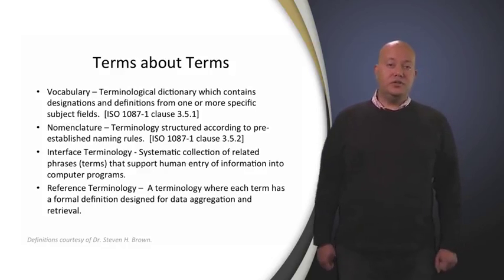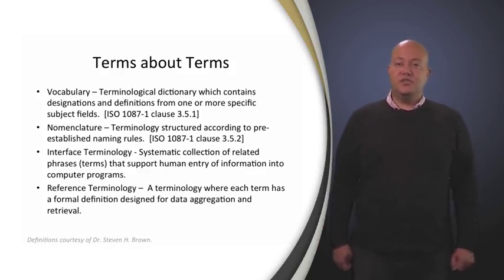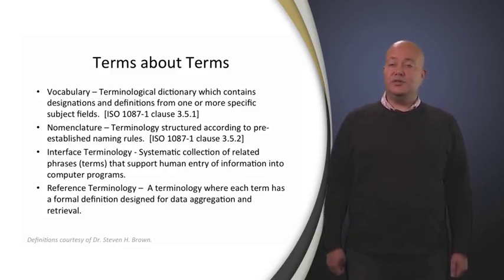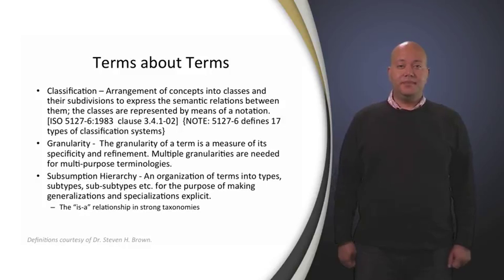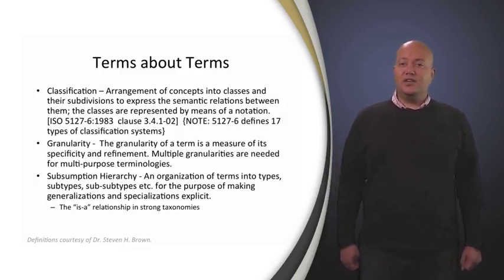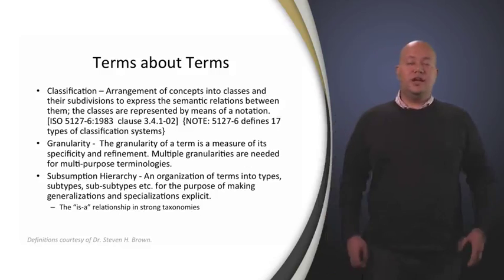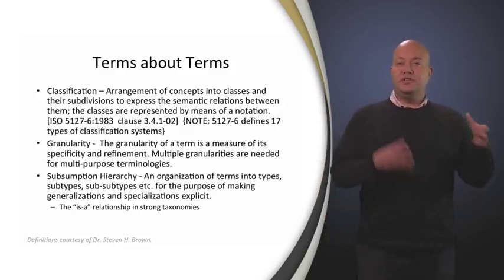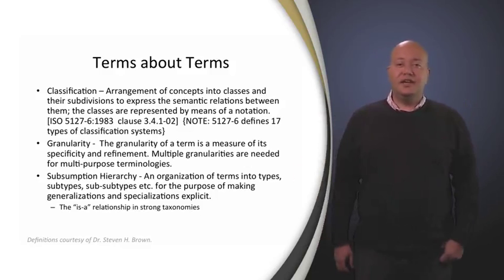Formal terminological systems represent concepts with a set of symbols and rules that create a structured encoded system that is computable. Formal and structured rules enhance internal consistency of a terminology and facilitate its evolution and maintenance. A classification is an arrangement of concepts into classes and their subdivisions to explore the semantic relations between them. The classes are represented by means of a notation. So you can have drugs, you can have people, you can have different types of things that belong to these different classes. Granularity. The granularity of a term is a measure of its specificity and refinement.